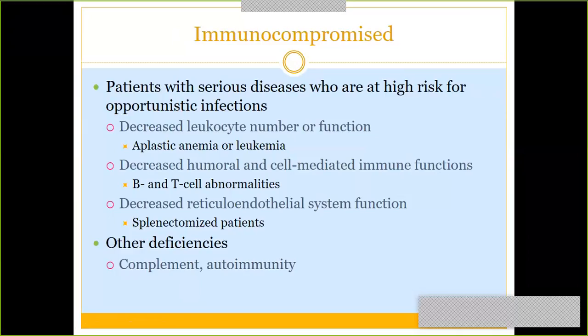So people that are considered immunocompromised typically have maybe a decreased leukocyte number, so decreased white count. Again, then you see leukemia, aplastic anemia, which is bone marrow failure. They have decreased humoral or cell mediated immune function. So what if they're decreased in their B cells and can't make antibodies? Or they're decreased in their T cells, which is what happens in HIV, things like that. If they have their spleen removed, that will help bring their immune system down. So anything of the sort will result in what we call an immunocompromised situation.